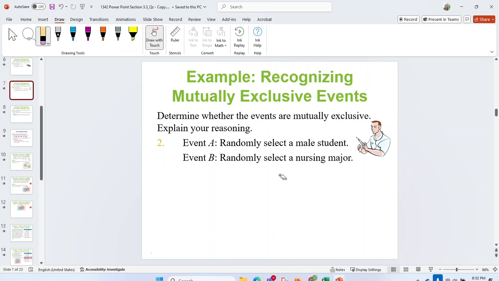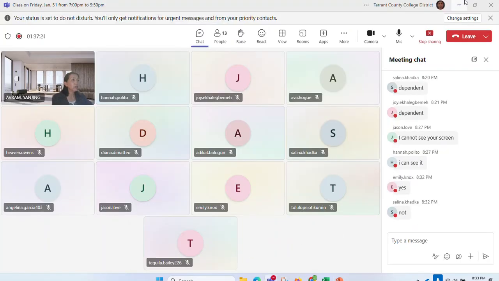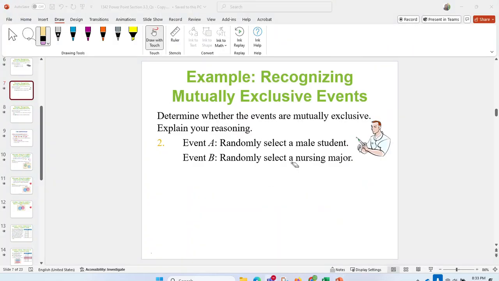This will be not mutually exclusive, right? Mutually exclusive means that if I have a male, I cannot be counted as a nursing major, but apparently that's not true. So this one is not mutually exclusive, right?